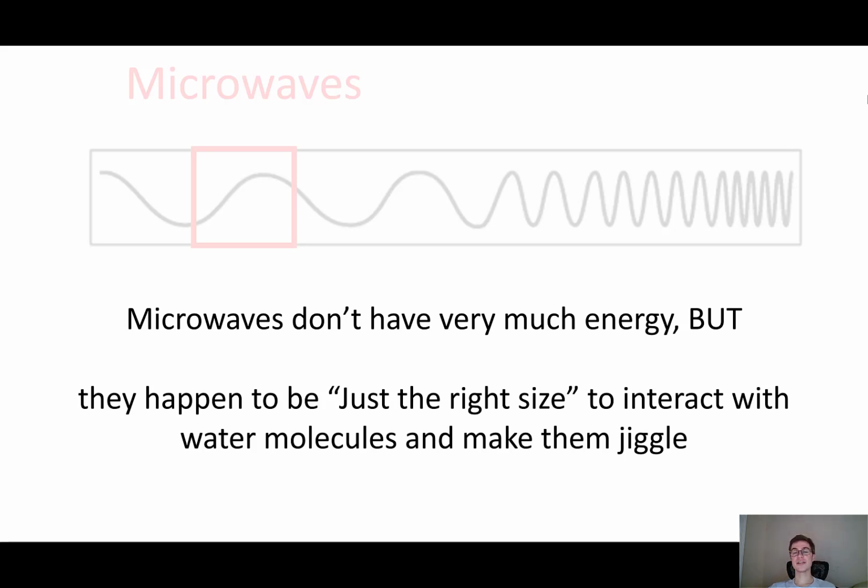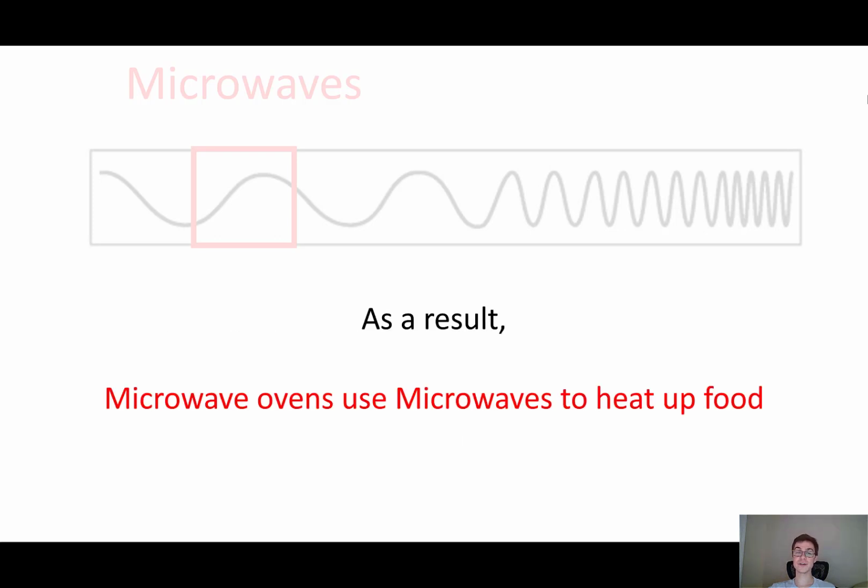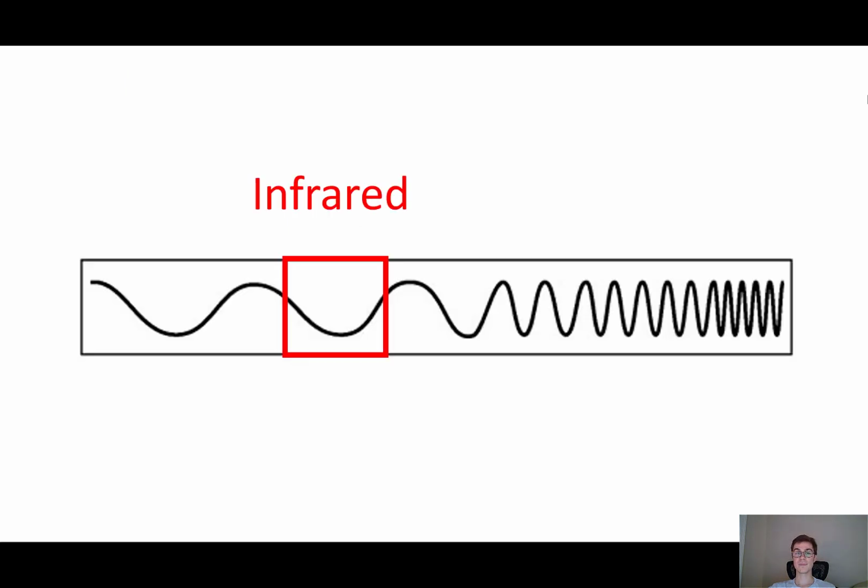Microwaves don't have very much energy, but they happen to be just the right size to interact with water molecules and make them jiggle around. As a result, microwave ovens can use microwaves to heat up food. They jiggle around water molecules, and then this jiggling rubs with other water molecules, and it gets hot because of friction. Now let's talk about infrared light.